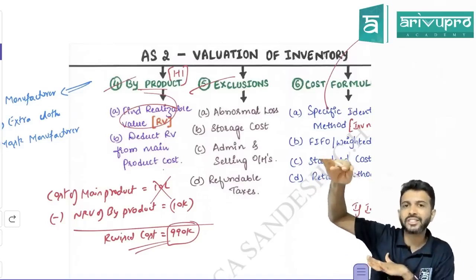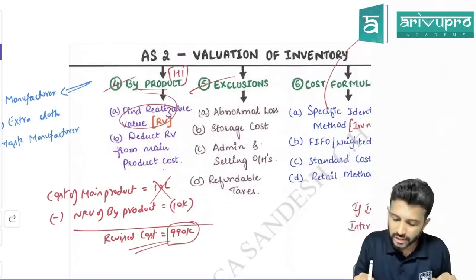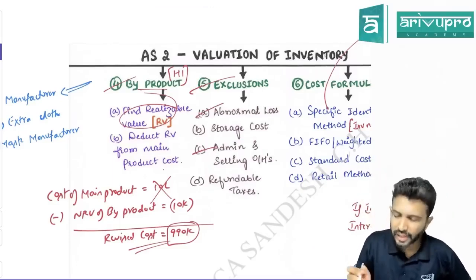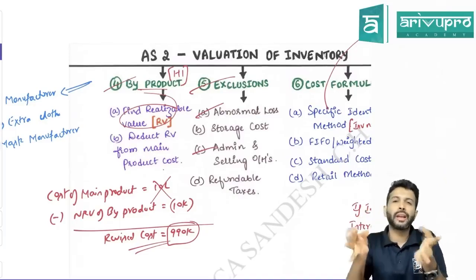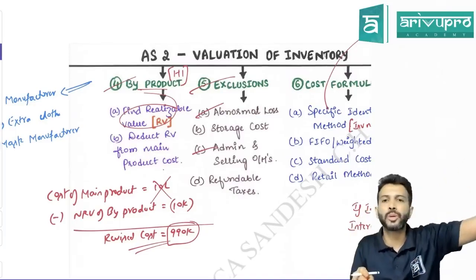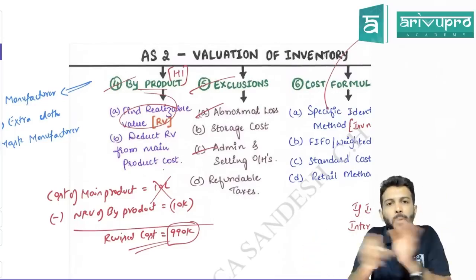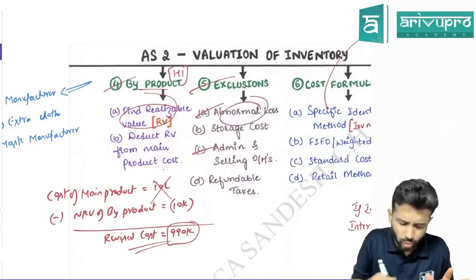The moment it reaches sellable condition, capitalization of inventory stops. So all this administrative, selling and distribution overheads will be transferred off to the P&L account. If they have any abnormal loss, say you were so negligent that a machinery has to be switched off after 5 hours, you forgot, that means that batch of product is completely wasted. So all that we call as what?